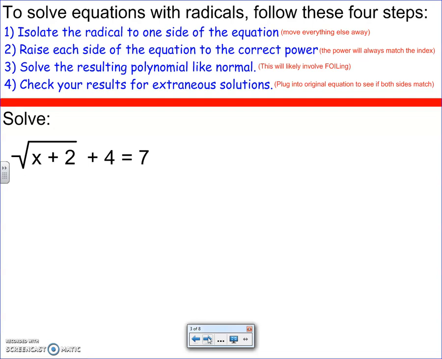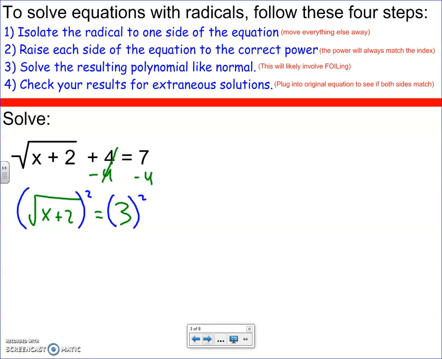So for the first problem, the square root of x plus 2, plus 4 equals 7. I need to get the square root thing right here by itself. To get that by itself, I need to move that 4. To move the 4, I'm going to subtract it. So I get square root of x plus 2 equals 3. Now that the radical is by itself, I'm going to use the correct power. To go with square root, I do a square power, both sides.